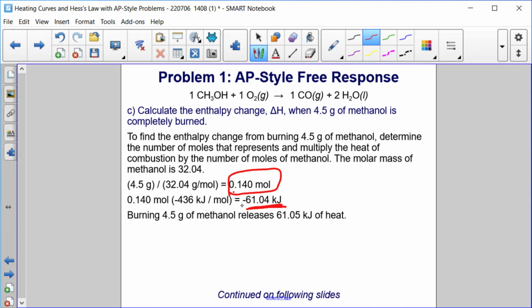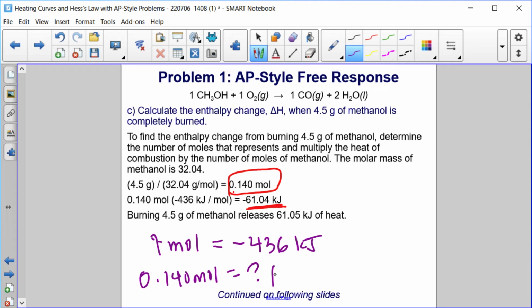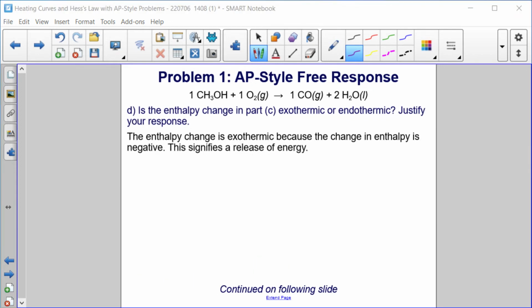The other way I like to think about this sometimes, just so I don't forget, we know that 1 mole releases minus 436 kilojoules of heat. So now if we have 0.140 moles, how many kilojoules of heat is that? So it's like a ratio we're setting up here. Or we can just multiply the number of moles by the kilojoules per mole.